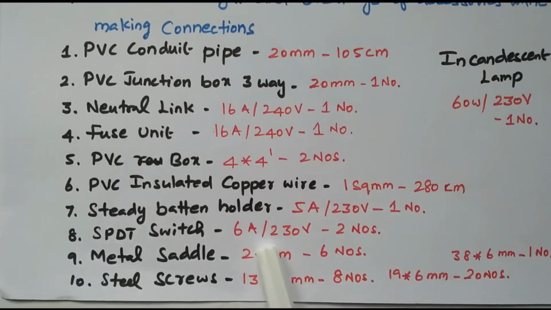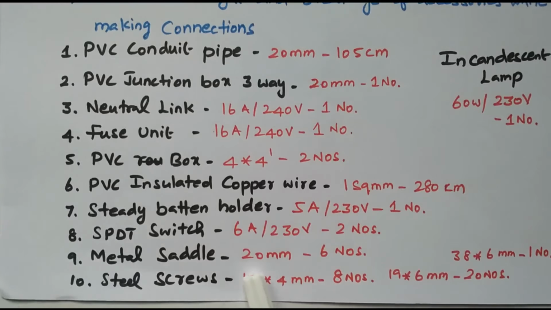SPDT switch 6 ampere 230 volt, 2 numbers required. Single pole double throw. Single pole means only the phase is connected, double throw means there are on and off positions. Three terminals are available, so that there is double throw. We can go with on or off.